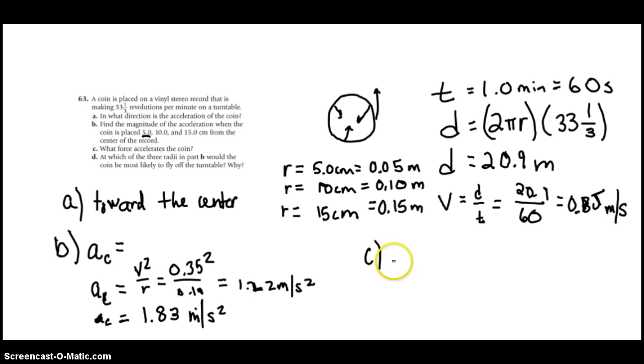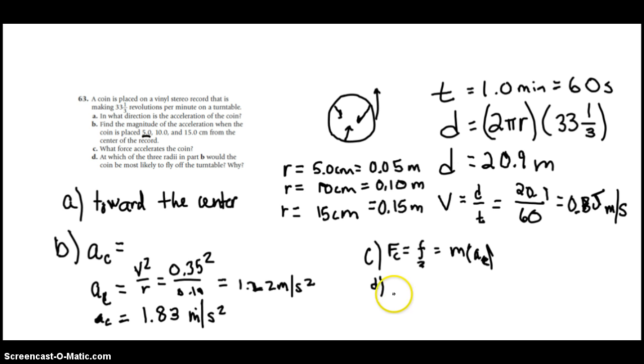Now let's go on to answer part C. What force accelerates the coin? They're asking about centripetal force, or simply the friction that's keeping the coin on the table. Since we don't know the mass, they're not asking us to solve it. What they really want to know is just that friction is what's acting as a centripetal force.